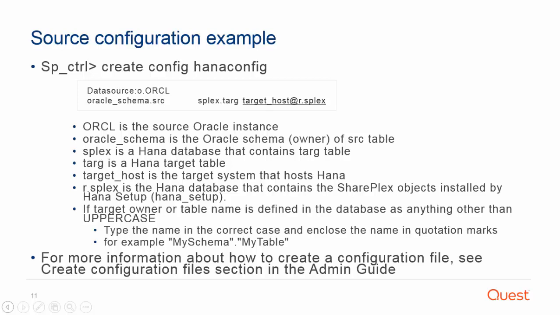It's important to note that if the target owner or target name is defined in the database as anything other than uppercase, be certain to type the name in the correct case. Enclose the name in quotation marks. For example, as you can see on the screen, myschema.mytable is a combination of both upper and lower cases. For more information about how to create a config file, see the Create Config File section in the administration guide.